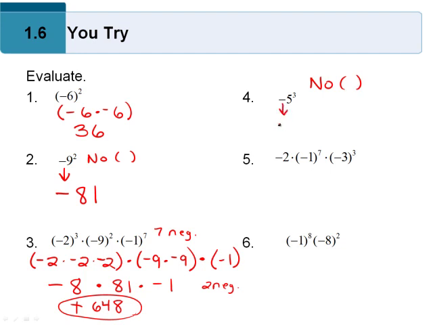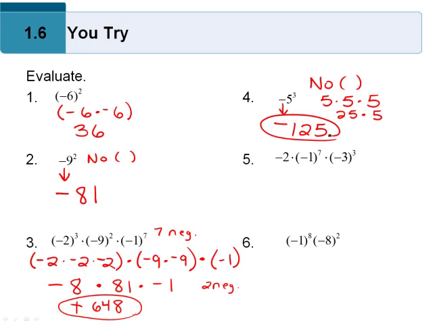So that means the sign comes into your answer. And we just have to figure out what is 5 multiplied 3 times. So 5 times 5 is 25 times 5 is going to give me a negative 125. So that'd be the answer there.